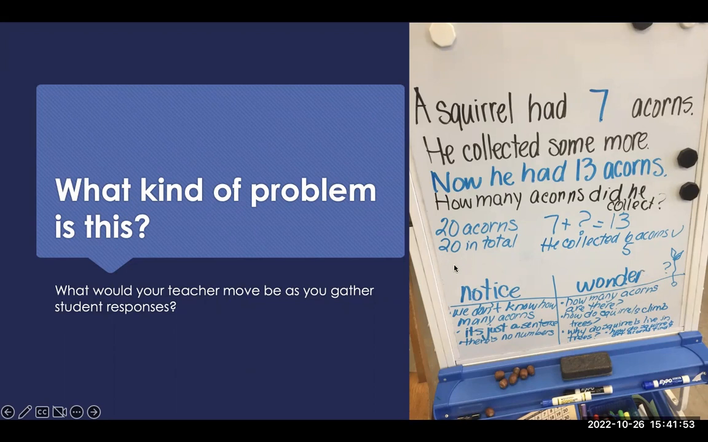Okay, so think about what sort of teacher move you might do as students are giving different responses. You can see there on the left, some students said 20 acorns. There's 20 because they just did that number grabbing thing. They saw 7, they saw 13, and they added them together. So what would you do as a teacher? Reread the story. I often say, let's play this story in our mind. Make a picture of a squirrel holding 7 acorns, and then he goes and gets some more. Now he has 13. So you need to help them visualize, draw a picture, act it out to help them understand the structure of this type of problem if they haven't been exposed to it before.